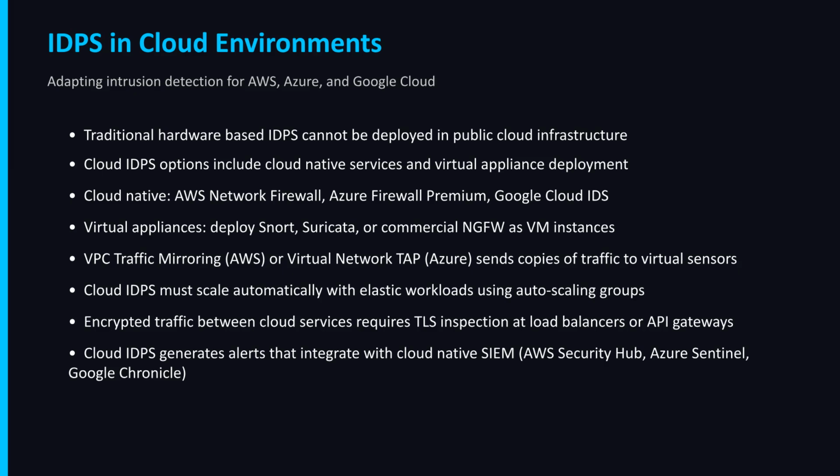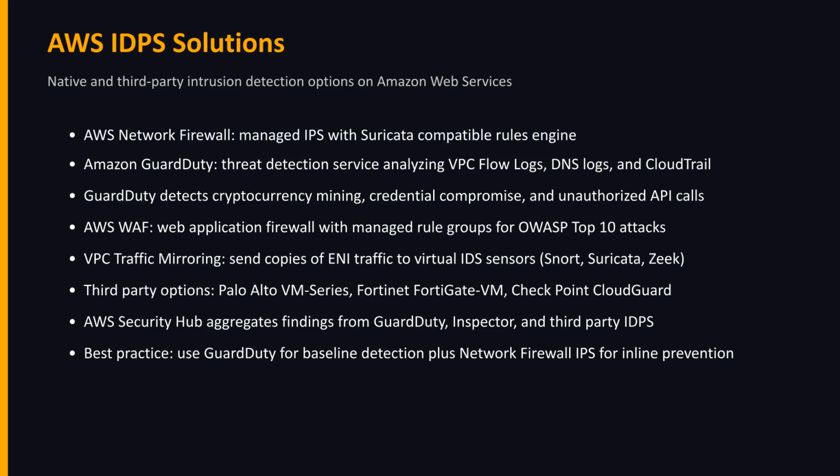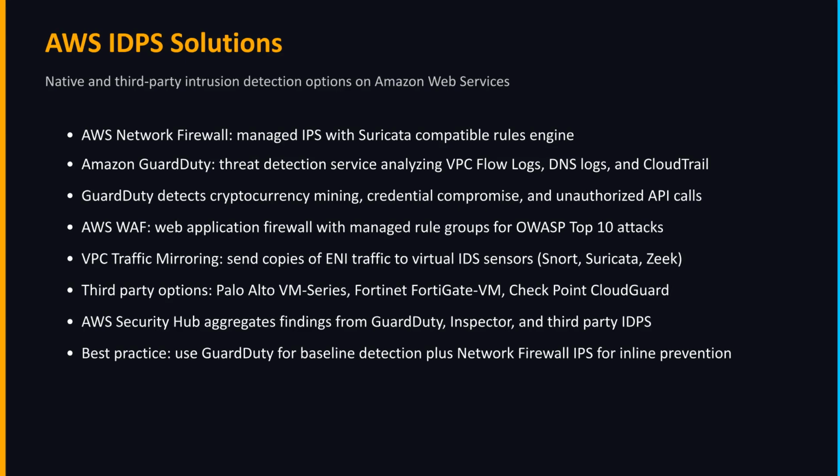Technologies like VPC traffic mirroring allow you to extend your detection capabilities into your cloud infrastructure. For AWS, options include the managed AWS Network Firewall, Amazon GuardDuty for threat detection, and WAF for web applications. You can also deploy virtual IDS sensors for deep inspection of mirrored VPC traffic.